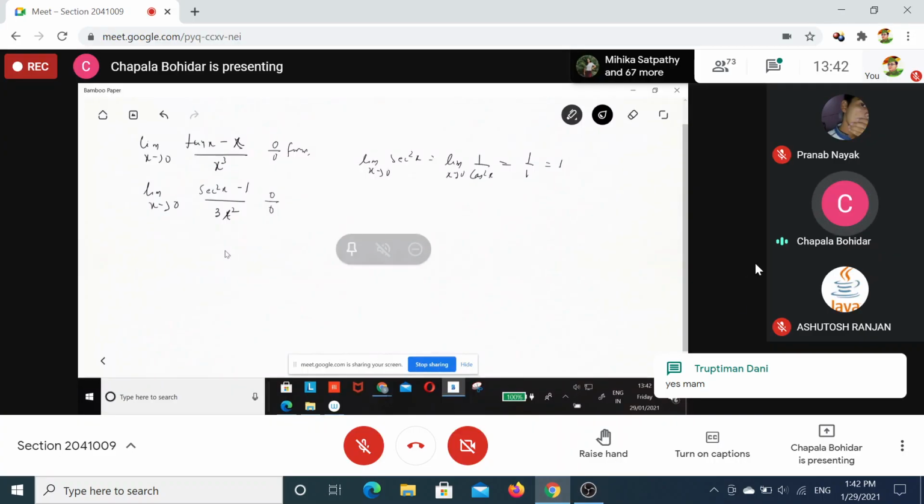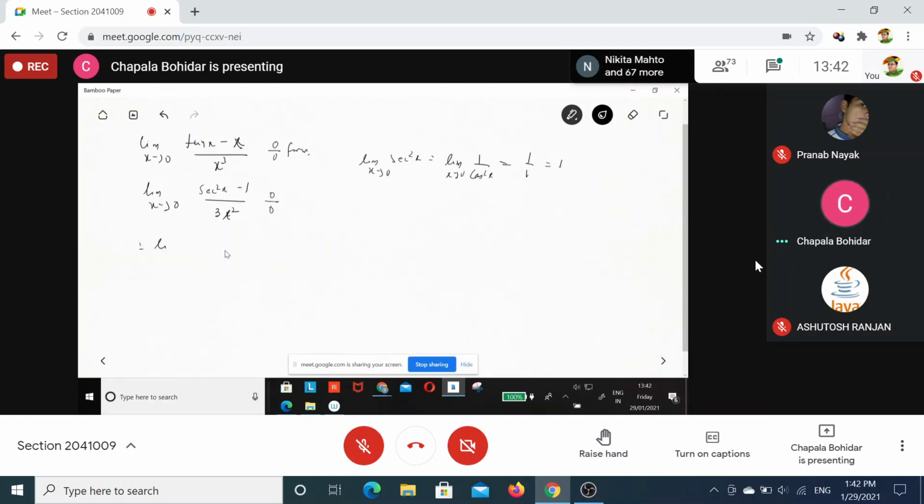Then what will we do? Again we apply the L'Hospital rule. This is equal to limit x tends to 0. What we get here is 2 sec x into sec x tan x, that is 2 sec square x tan x, divided by 6x. So it is your 3. Clear?